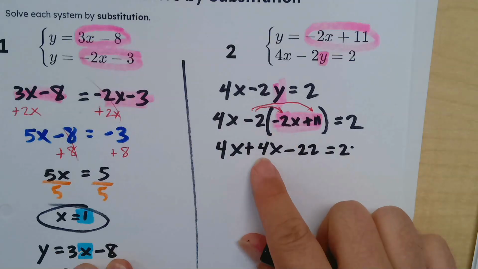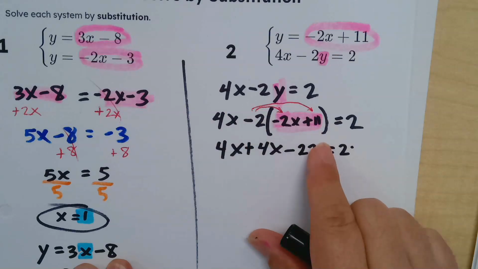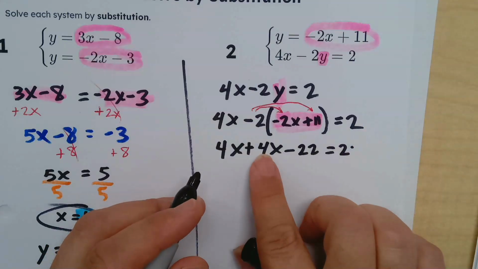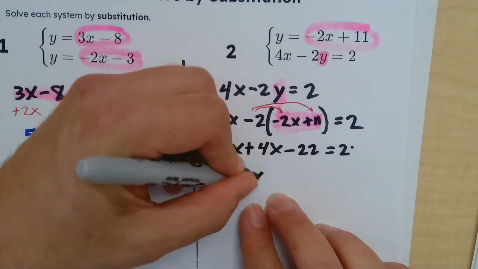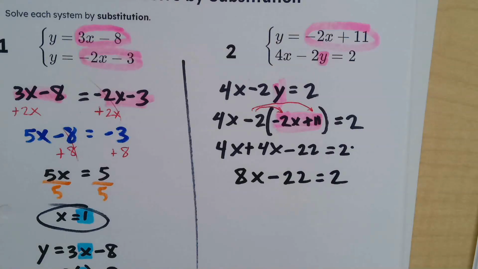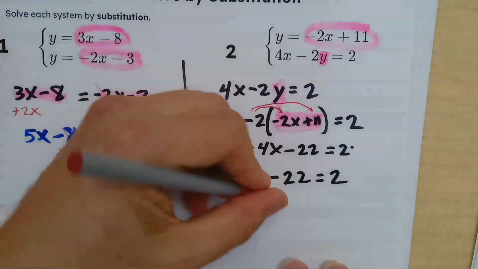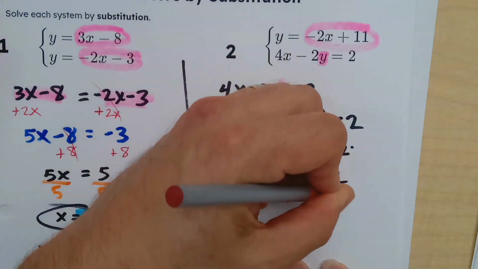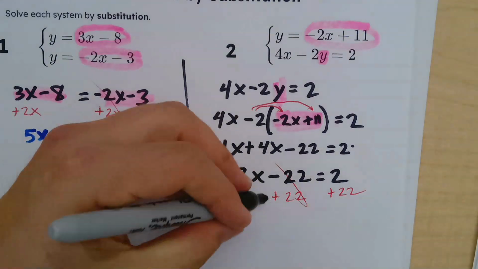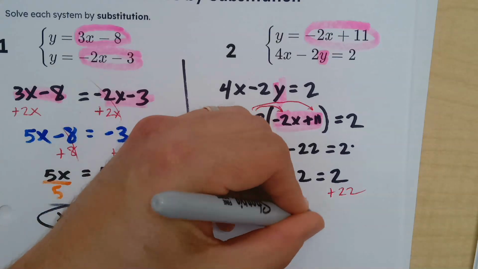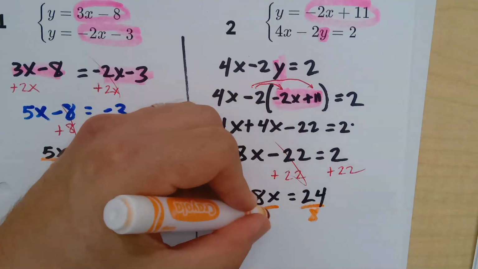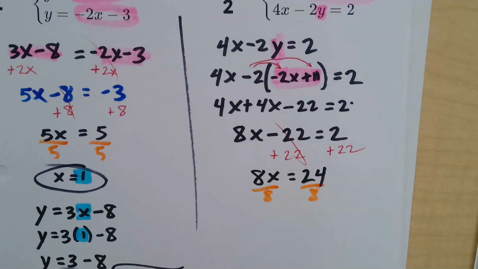So I just distributed the negative 2. Negative 2 times negative 2x gives me positive 4x. Negative 2 times positive 11 gives me negative 22. And then on the same side of the equal sign, I've got the 4x's, so that adds up to 8x minus 22 equals 2. And now I'm going to add 22 on both sides of the equal sign to make that go away. And then I've got 8x equals 24. My final step is I'm going to divide both sides by 8. And 24 divided by 8 gives me 3.